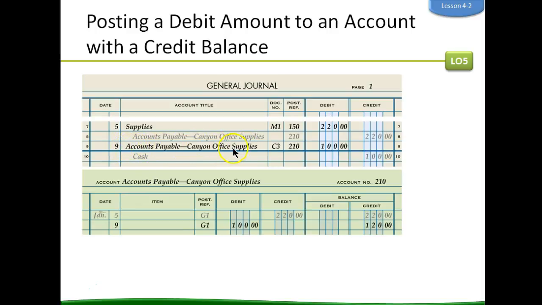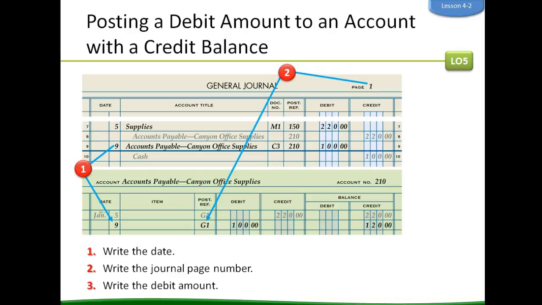Looks like for our accounts payable, we're going to be debiting accounts payable, which is reducing the balance, and we're going to be crediting cash, which is also reducing our cash balance. So when we're looking at our accounts payable for office supplies, this is a payable, which means it has a normal credit balance. Okay, and we're going to take this transaction from the 9th, and it's from General Journal page 1. It is a debit of $100.